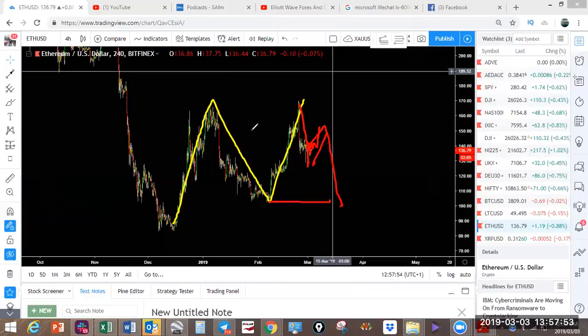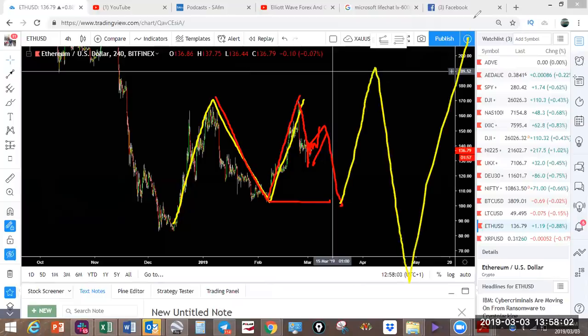So the possibilities are that if this is all the red degree, and then your yellow degree is going to be in this fashion. Then we go up the same way as Bitcoin. So now that will be a W, that will be your WXY move.